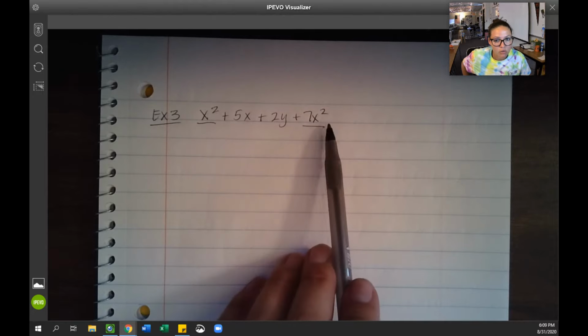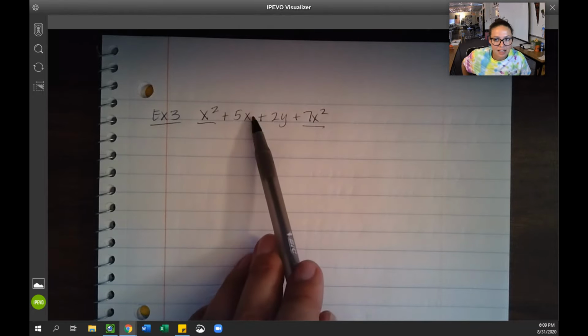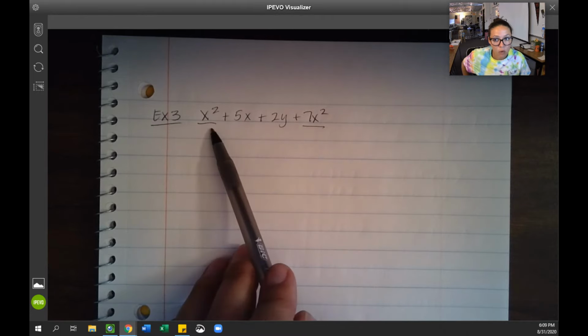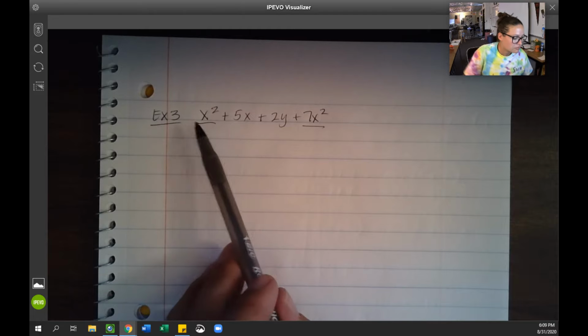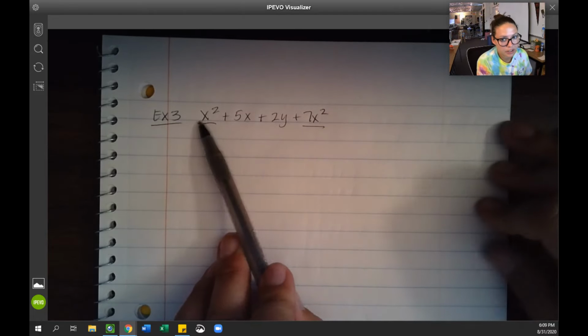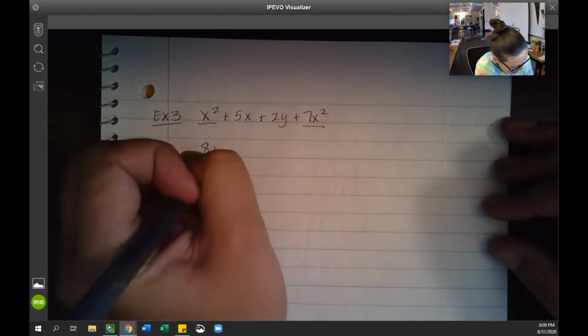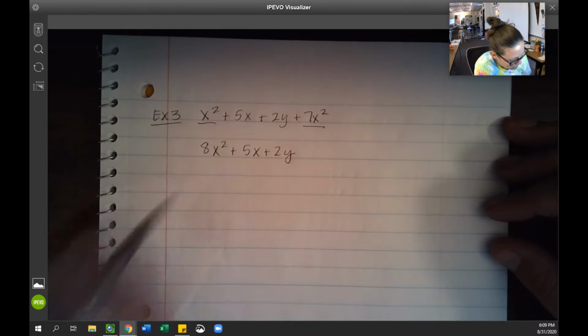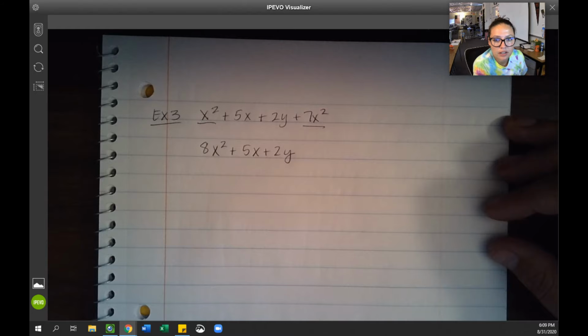5x cannot go with the other x's because it's not squared. It does not have any like terms with it. Same thing with 2y. There are no other terms that even have a y. So x squared is really 1x squared, which means I have 8x squared, and I can't combine these at all, so they're just going to stay the way that they are.